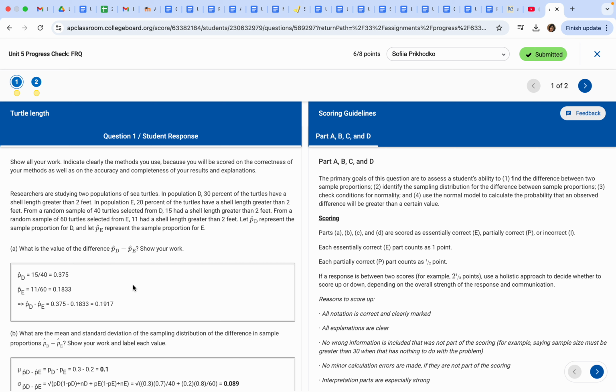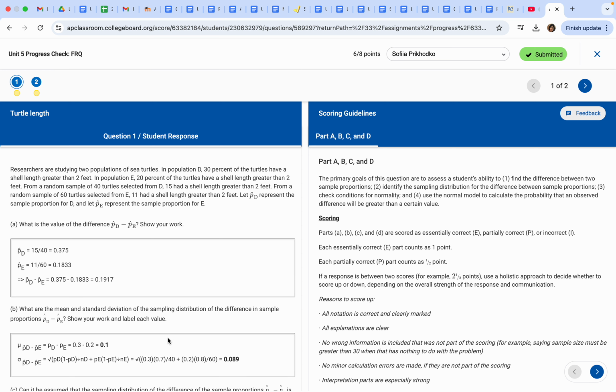And you do this correctly in part A, because they're asking us to find the difference from our sample, and you did that, right? And so we have this difference of the sample. And then down here in B, we're not talking about just the sample data, we're talking about the sampling distribution.